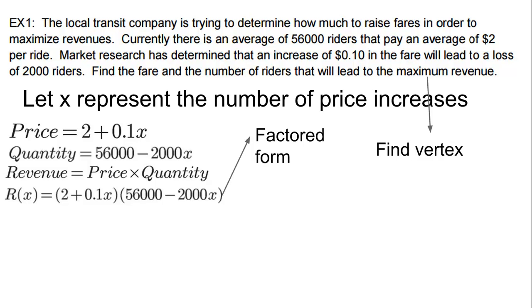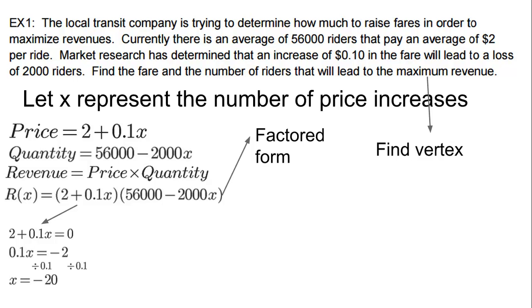We are trying to find the vertex, and we have factored form. So if we have factored form, the best way to find the vertex is not to expand it and complete the square, but to state the zeros. And so we can state the zeros for each of these factors. Find out where 2 plus 0.1x equals 0. So move the 2 to the other side. Divide both sides by 0.1. And we get x equals negative 20.